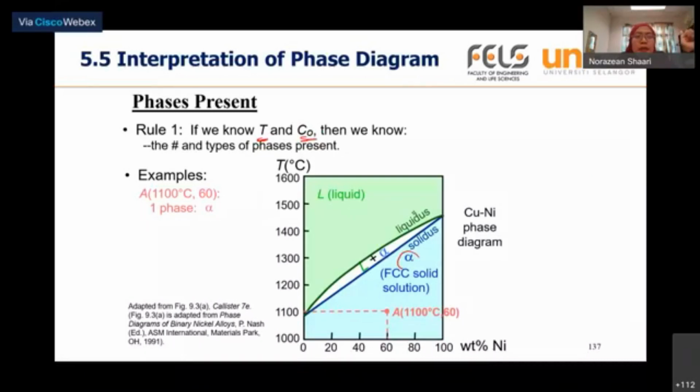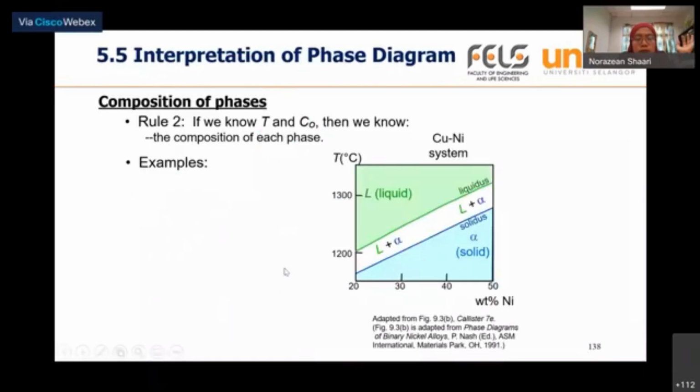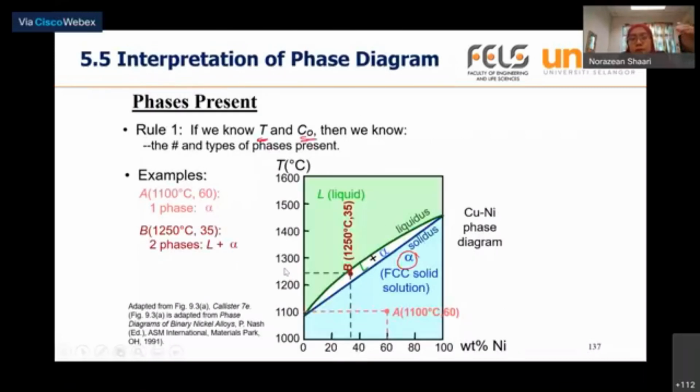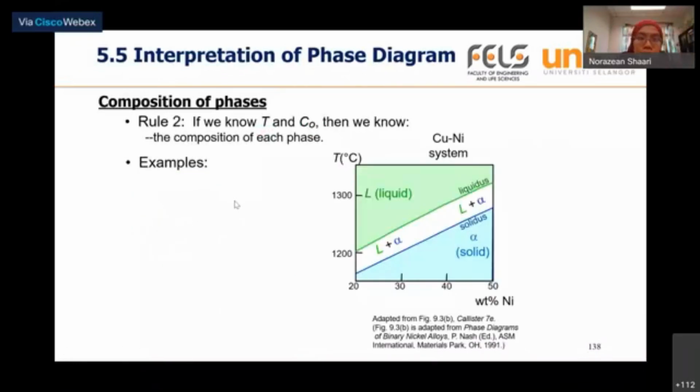Alpha itu adalah satu contoh. So kalau katakan diberi 1250 dan composition 35, so it is in liquid plus alpha phases. We have two phases which is liquid dan solid alpha. Okay, so itu satu. Kita boleh determine the phases present. And then second one kita boleh tengok composition.